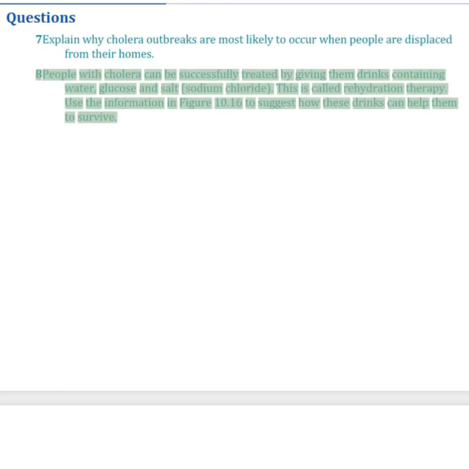8. People with cholera can be successfully treated by giving them drinks containing water, glucose and salt. This is called rehydration therapy. Use the information in Figure 10.16 to suggest how these drinks can help them to survive.